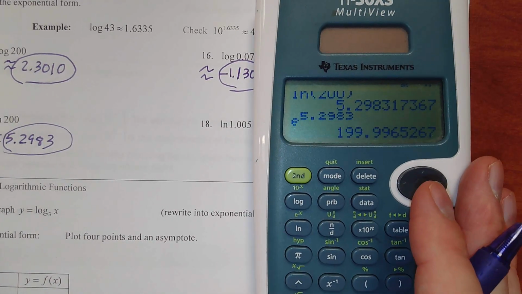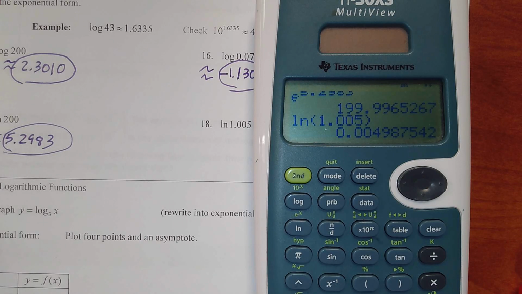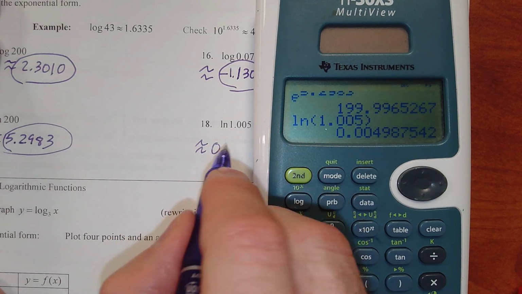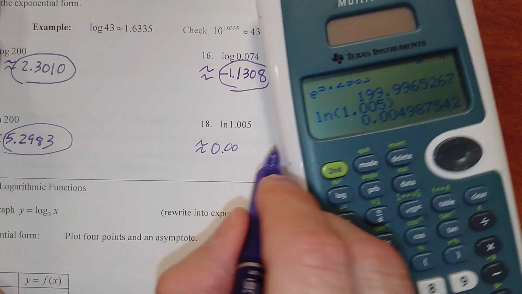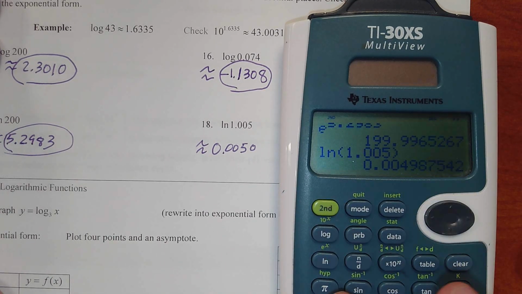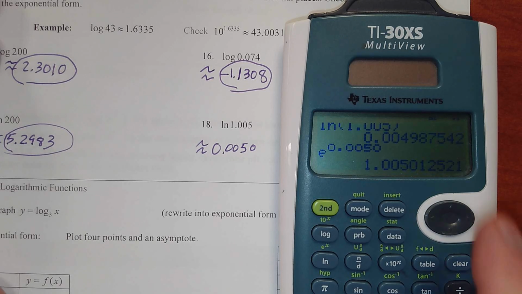And let's try the last one here. We've got ln of 1.005. Ooh, that's tiny. So that's going to be approximately 0.00, well, I guess it's going to be 50, right? Let's check it. Yep. It's all very close to 1.005.